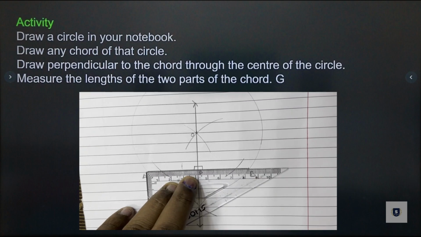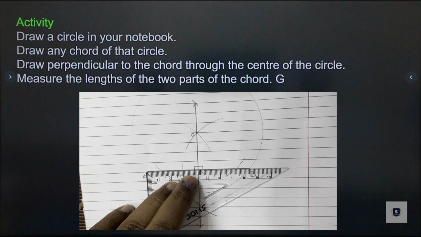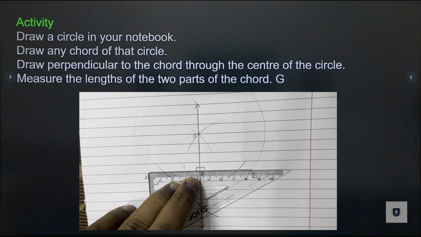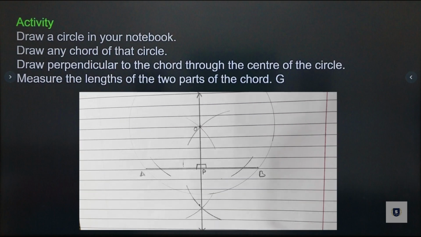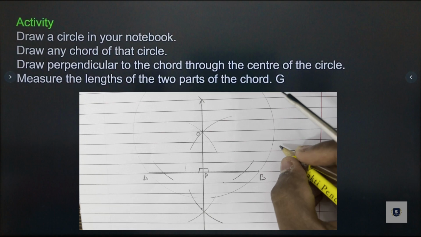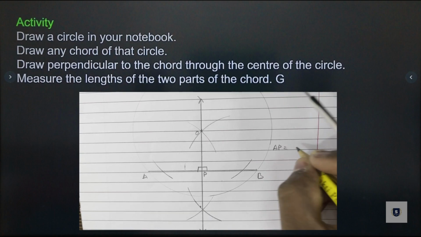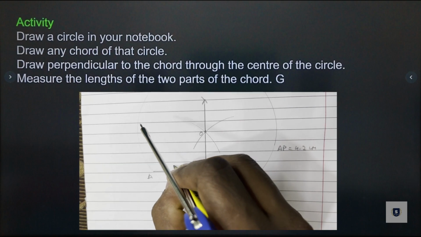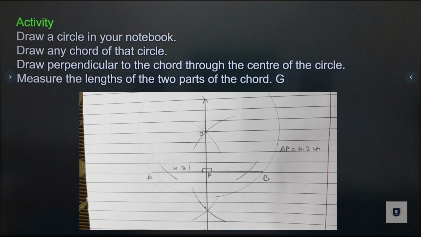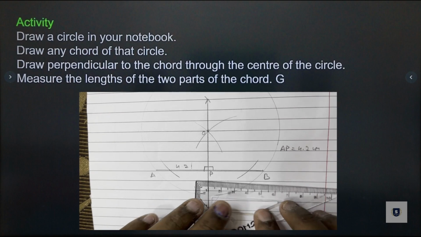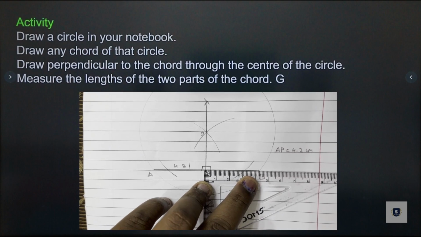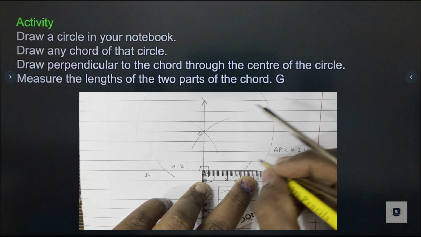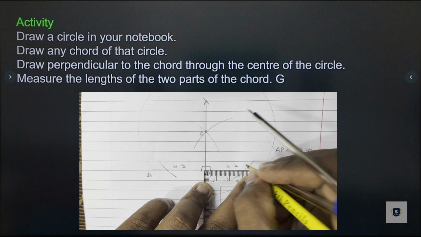AP. Write AP. So we got 4.2 centimeters, children. Exactly, you can see. AP is equal to 4.2 centimeter. Now let us label PB. Measure PB. This is also 4.2. Very good. So PB is also 4.2.